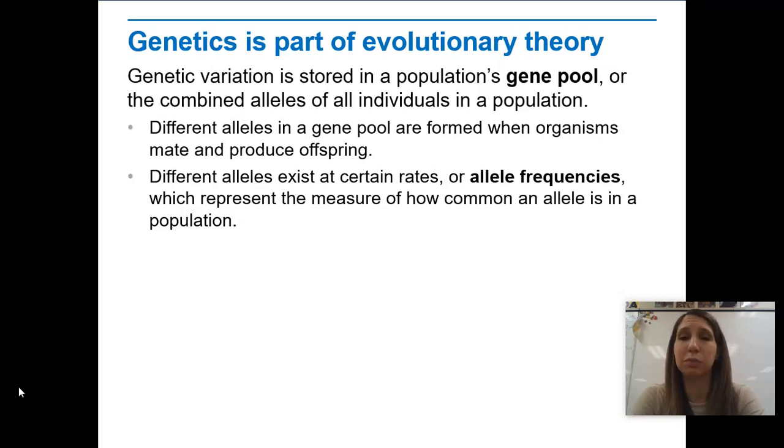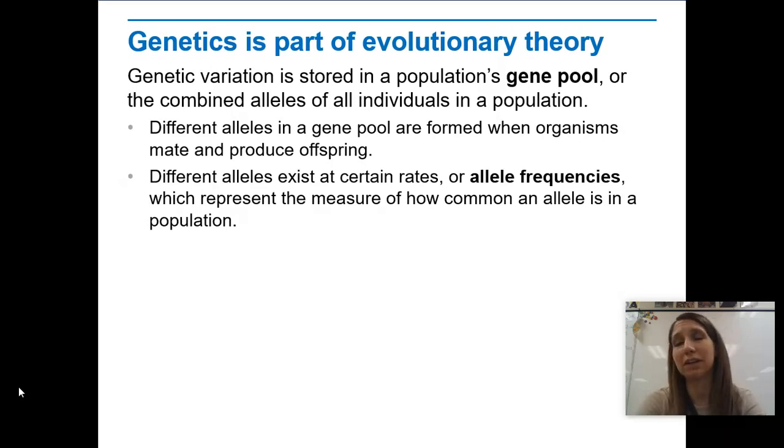Different alleles within a gene pool, we can say, will exist at specific rates or frequencies, which is essentially a way of measuring how common an allele is in a given population. So in other words, if we have a high frequency of the dominant allele being present, that would mean that a lot of individuals are going to show the dominant phenotype, whatever that is. If we have a high frequency of a recessive allele being expressed, then again, we're going to see a lot of recessive phenotypes based on that.